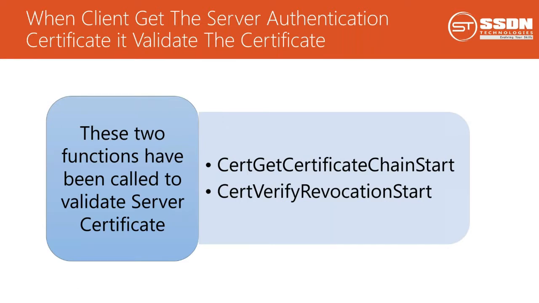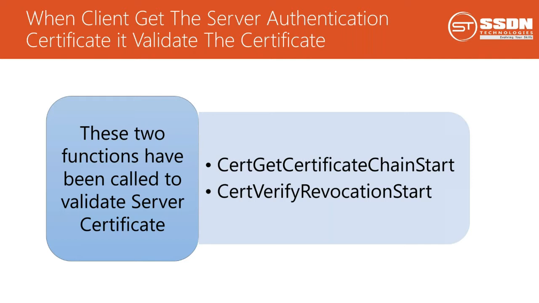Now, as soon as the client gets the server authentication certificate, it validates the certificate. In order to validate that certificate, it verifies the chain of the certificate. It verifies the revocation of the certificate, just to make sure that the certificate provided by the server for server authentication is a valid certificate and I can trust that certificate. So in order to do that, there are two functions that are called.